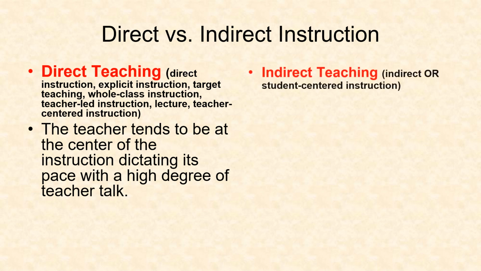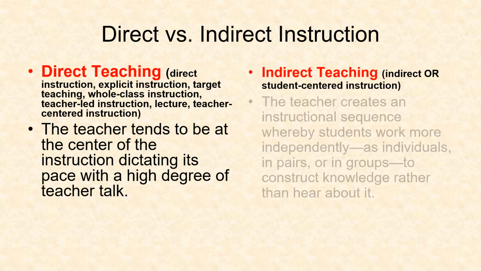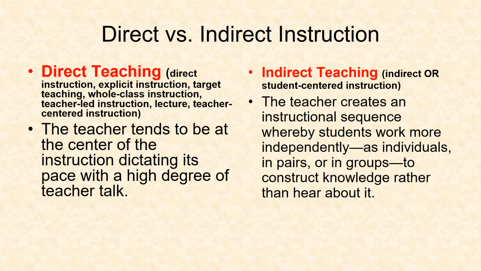Another primary type of teaching is indirect teaching, which is also known as student-centered instruction. In indirect teaching, the teacher creates an instructional sequence, and the students normally get to work more independently. Sometimes they work together. They work to construct their knowledge. They work to discover information. So it's also, in some cases, known as discovery learning.